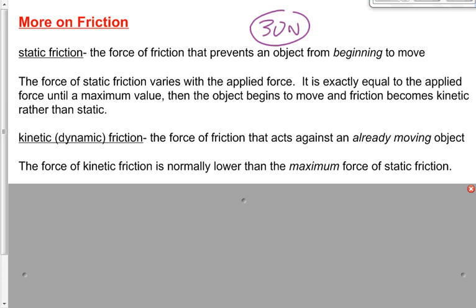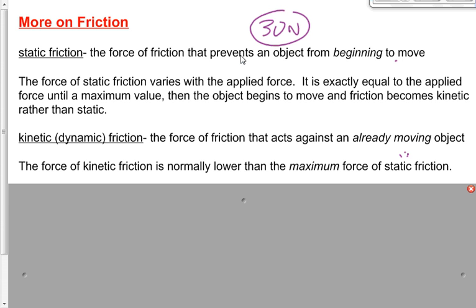If kinetic friction can be 20 newtons, then that's what it's going to be all the time. It's a consistent force. This one's our lazy force. This one's our consistent force. Now here's the thing. The force of kinetic friction would normally be lower than the maximum force of static friction.